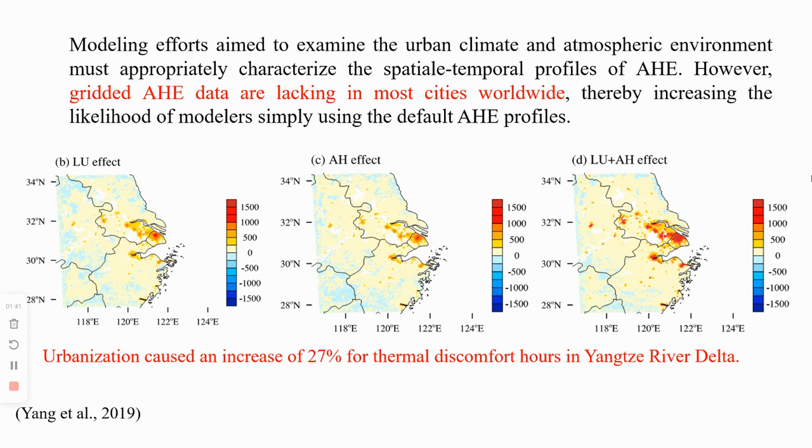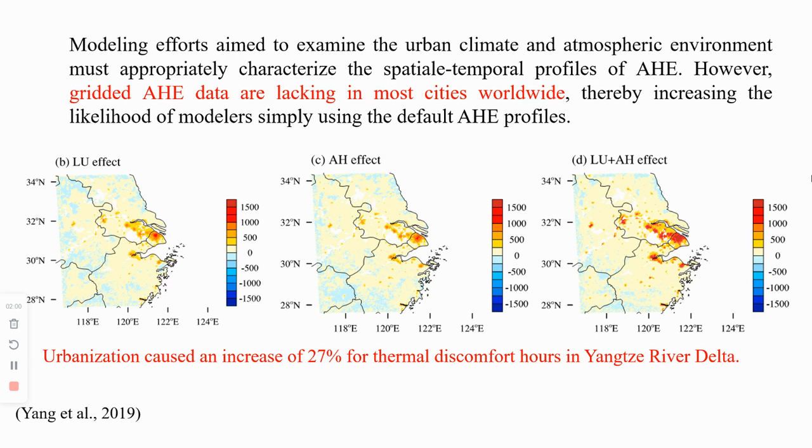Heat emission is an important parameter in urban climate modeling and urban environmental modeling. But gridded heat emission data are lacking in most cities across the world. So this is a modeling study.